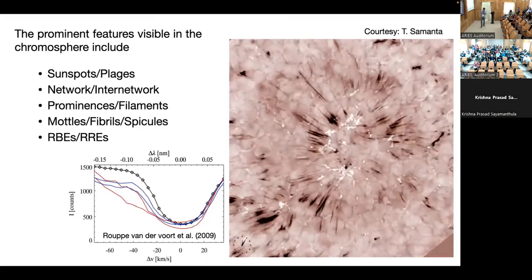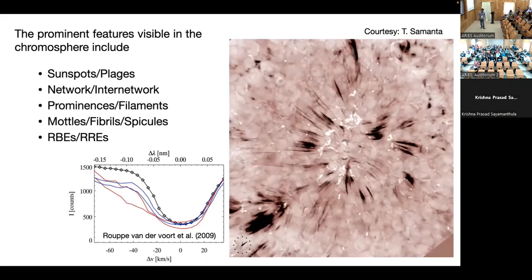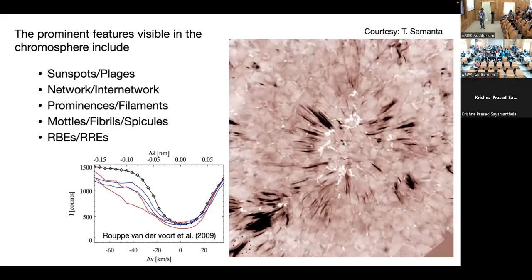So on the disk, this is a movie of this. This is a network cell, and around this network boundary, you see these finger-like structures coming out of this boundary. These are high-speed dynamic events as compared to mottles and fibrils. These are so-called rapid blue-shifted events and rapid red-shifted events.